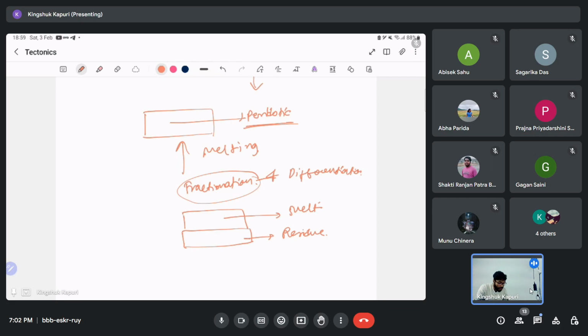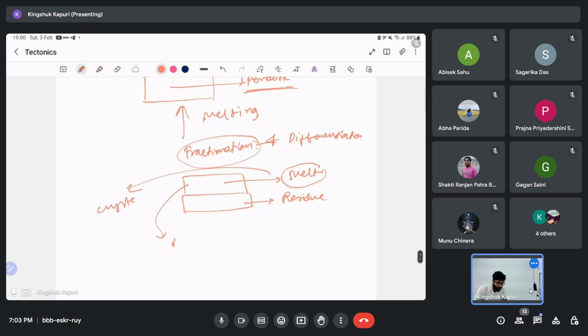Okay, so when this melt crystallizes again after the melting of the peridotite, when the residual part of the peridotite is separated from the melt, then the melt will form another layer and it will try to crystallize. That crystallized part will be your basalt, right? Yes sir. That's what I was looking for, basalt.